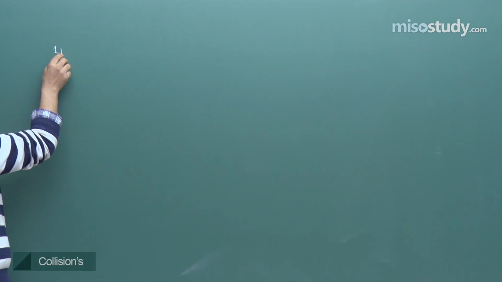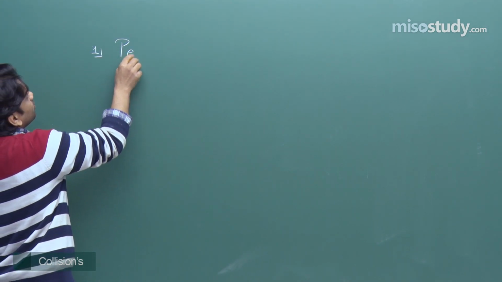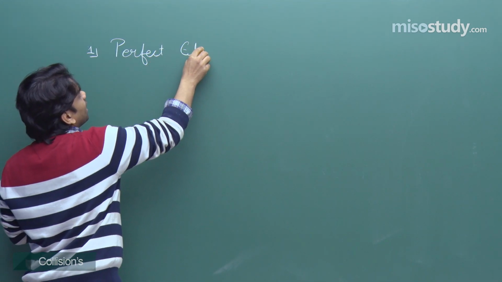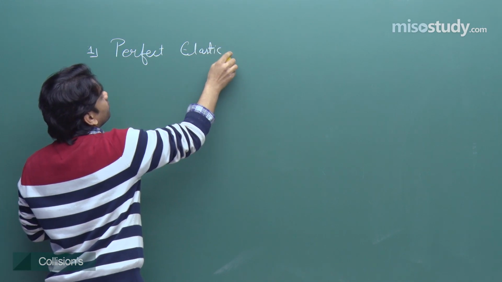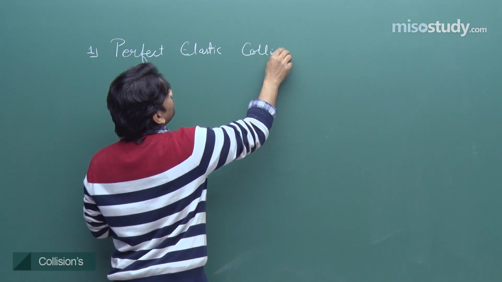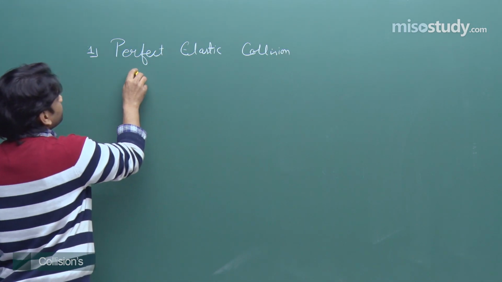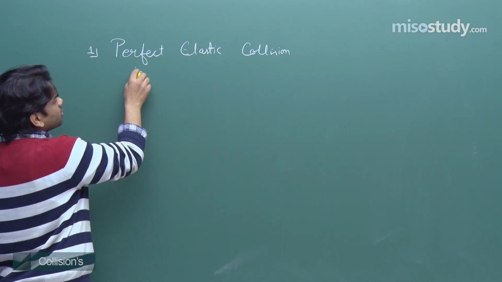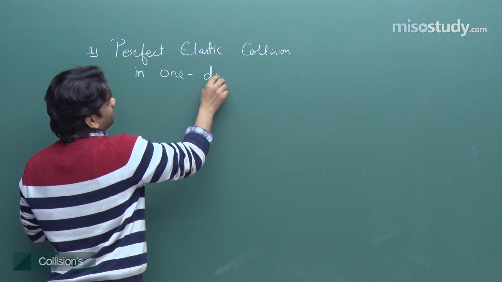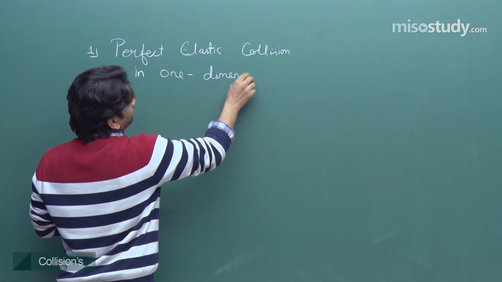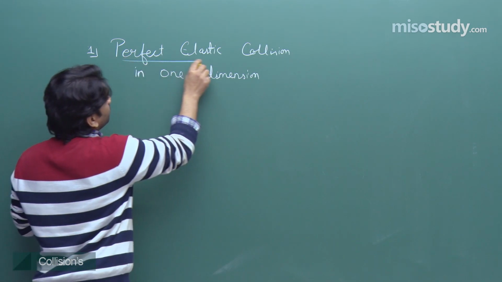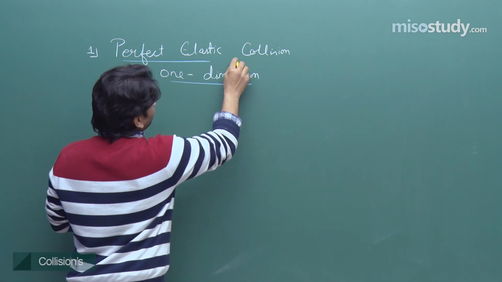The first kind of collision we are going to see is perfectly elastic collision in one dimension. When I write one dimension, it's very simple for us to understand. What do we mean by one dimension? That means one straight line. Perfectly elastic collision in one dimension.